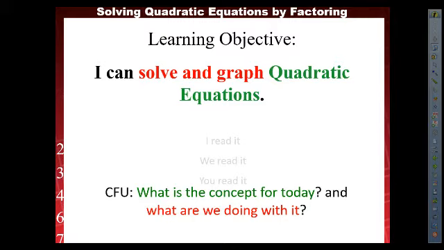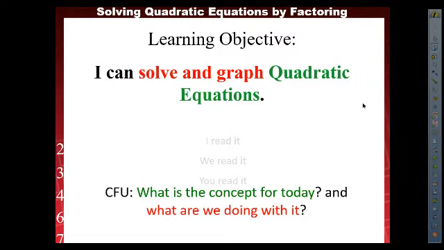Okay, can you read the objective for us, please? Brian, go. I can solve and graph quadratic equations. So this is very similar to what we started with. We started with quadratic functions. Today we're just going to focus on quadratic equations. So we do need a Frayer model just to focus our attention on quadratic equations. Our objective: I can solve and graph quadratic equations.